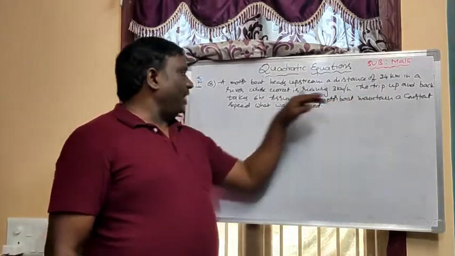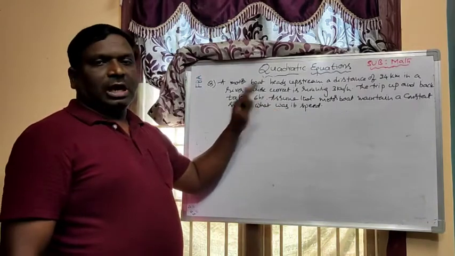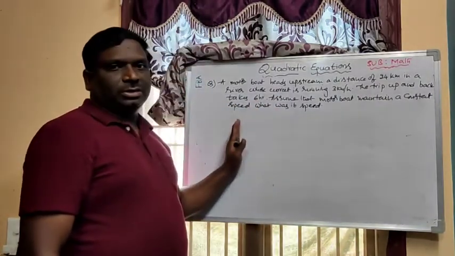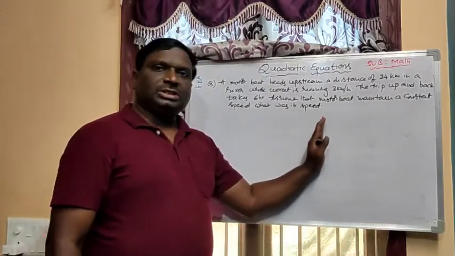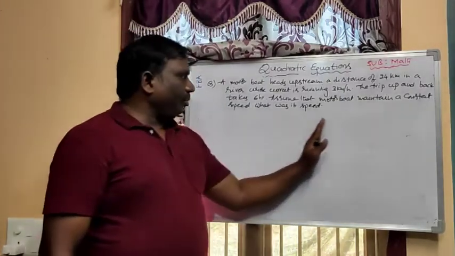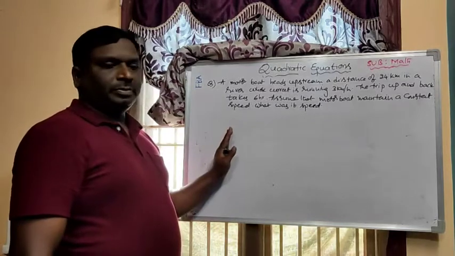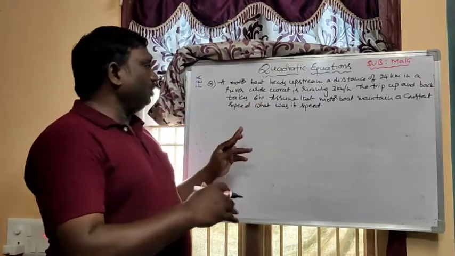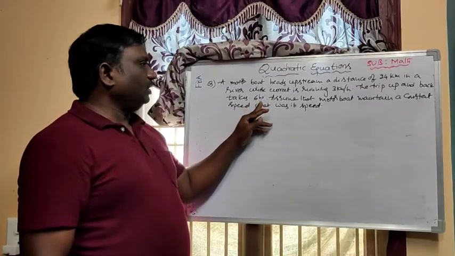The trip up and back takes 6 hours. Up and back means from this side to this side and from this side to this side. This is one trip, this is another trip. Up trip and back. So the time taken for both up and down is 6 hours.